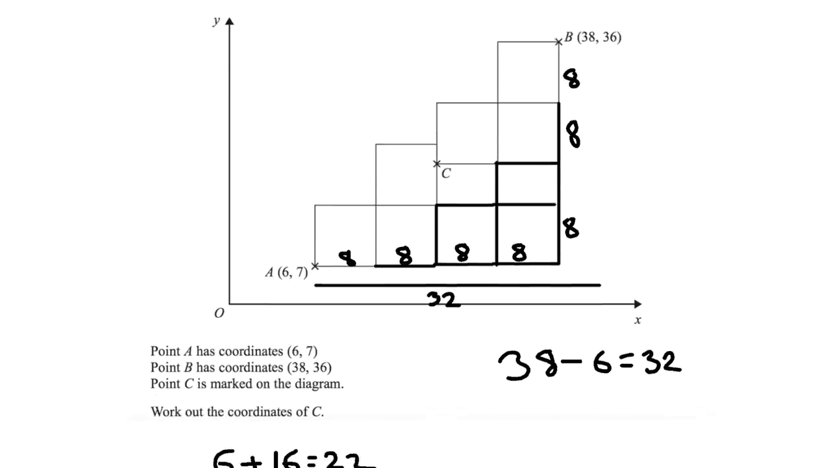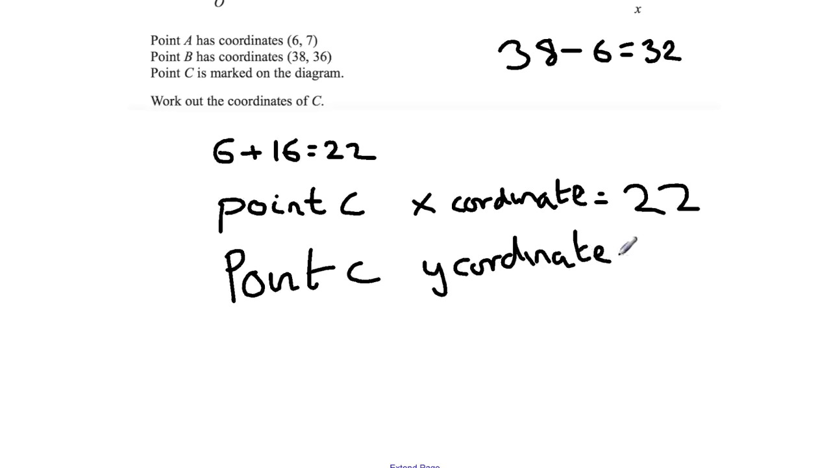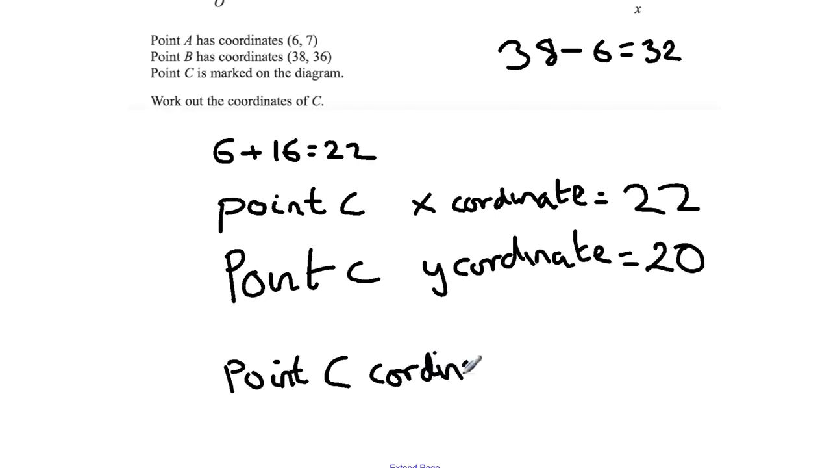So therefore, point C, y coordinate, equals 20. So overall, point C's coordinates are 22 and 20. So that's our final answer.